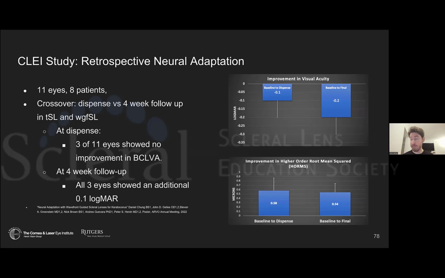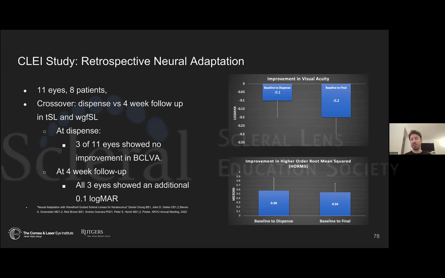The other thing that we want to note is that some neural adaptation does happen in these individuals. You want to give these individuals a bit of time to adapt to wearing their lenses and adjusting to the new visual presentation that they're going to have. So what we did was we looked at 11 eyes of 8 patients. We did a crossover in these, which was we measured their visual acuity and their aberrations at dispense. We followed up in 4 weeks, and we looked at the differences. So at dispense, 3 of the 11 eyes showed no improvement in visual acuity. But at 4 weeks, all 3 of those eyes showed an additional line of visual acuity improvement.